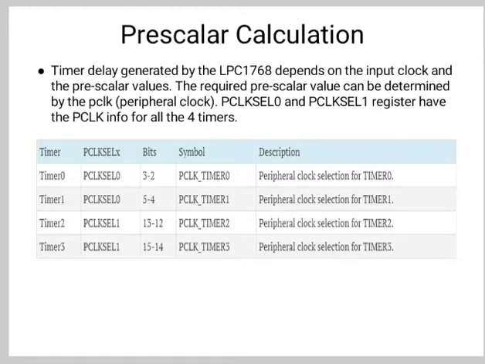When the second bit, TCR[1], is 1, then both the counters, timer counter and prescale counter, are reset on the next positive edge of the peripheral clock. They remain reset until the second bit is set to 0.